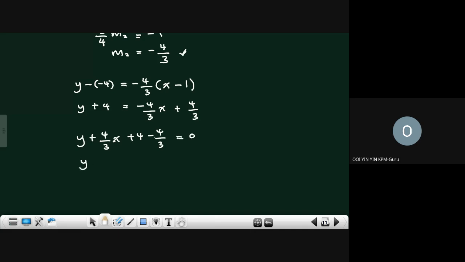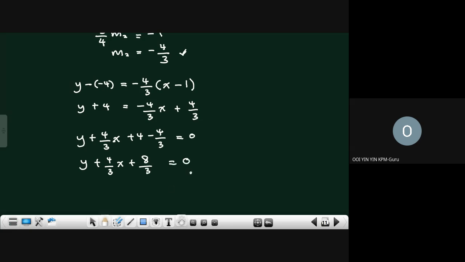Then don't leave it now. Your 4 and minus 4 over 3 can still be simplified, you know. Then here you get what? You get 12 minus 4 is 8 over 3. You will get plus 8 over 3 equals to 0.